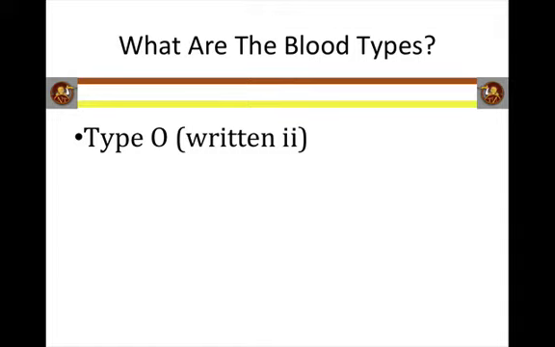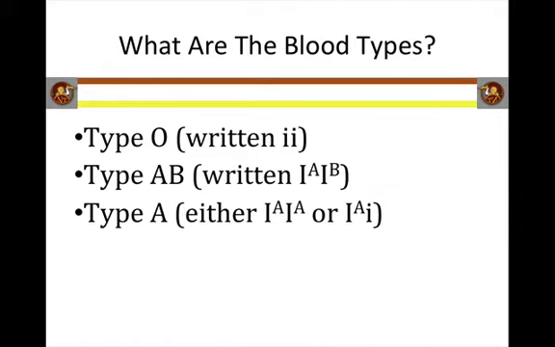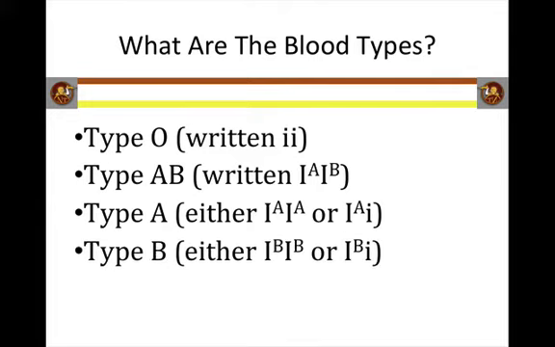There's type O, which is written little i, little i. Notice, little i, what's that going to tell you immediately? Those small case letters, it is going to be recessive. Type AB, which is written big I A, big I B. That is dominant. There's type A, which can be written either big I A, big I A, or big I A, little i. And there's type B, which is written either big I B, big I B, or big I B, little i.